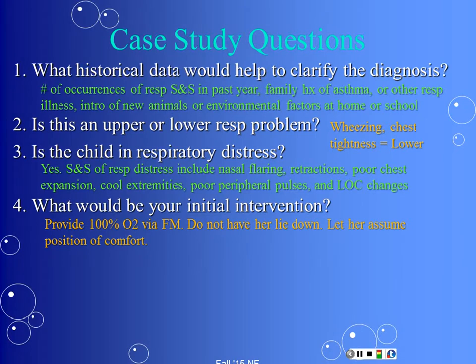Alright, so initial intervention with this patient. We're going to go ahead and give them 100% oxygen via face mask. We're going to leave them sitting up. We're going to raise the head of the bed if the bed's down, and whatever position they're comfortable in, we're going to let them be in.